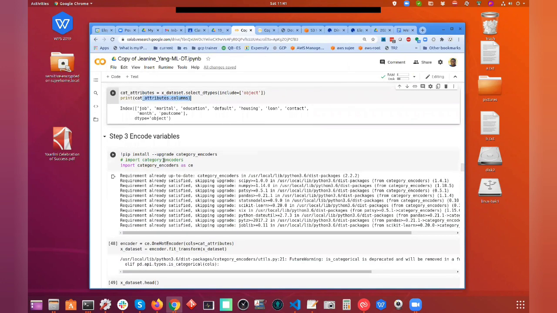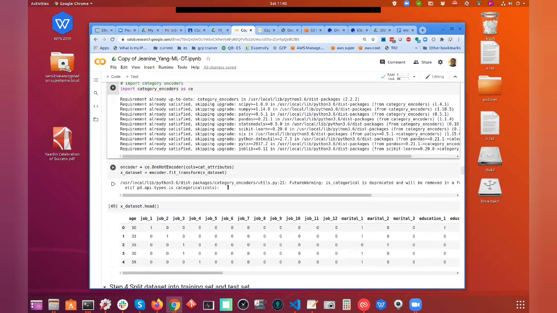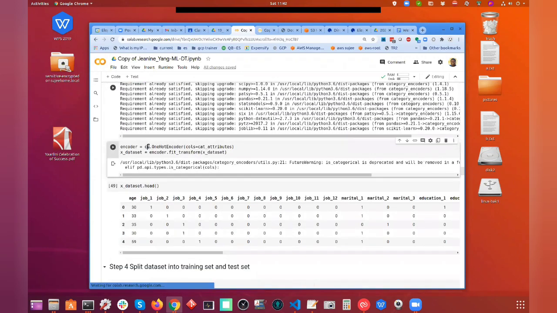I think you can also use a category encoders plugin. This is a nice plugin: it will look at the entire data frame and do the encoding. It's not part of the default NumPy and pandas packages, so it's an extra package that you install and use. So anyway, this is one-hot encoding.